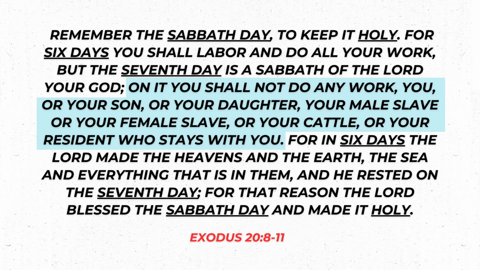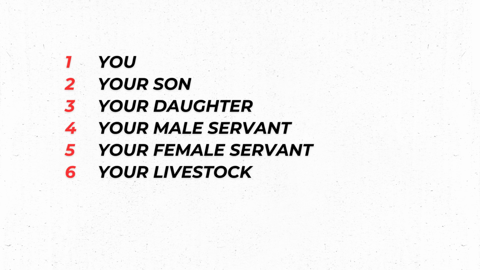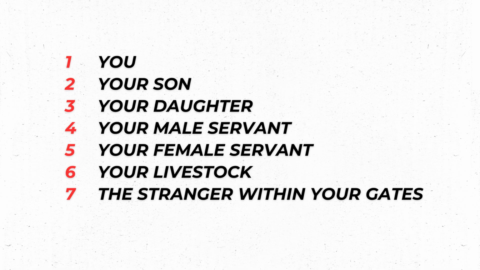So here again, there are clear parallels, which means at the very center of the commandment is the statement about not doing any work, and the list of who shall not do any work. And if you count how many are listed here, you realize that it's exactly seven. You, your son, your daughter, your male servant, your female servant, your livestock, and the stranger or sojourner within your gates. So why is that significant?